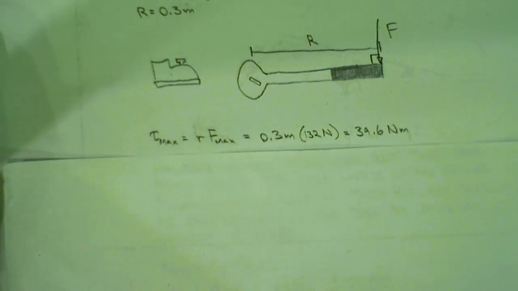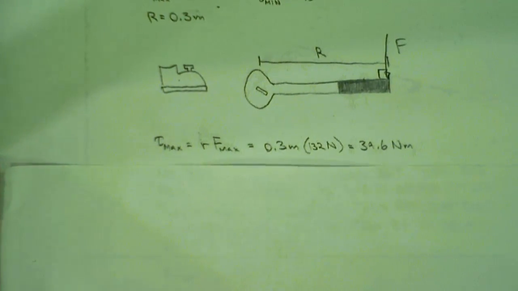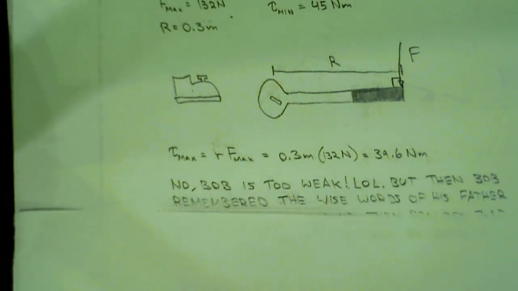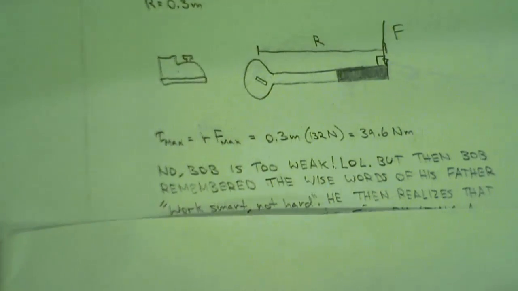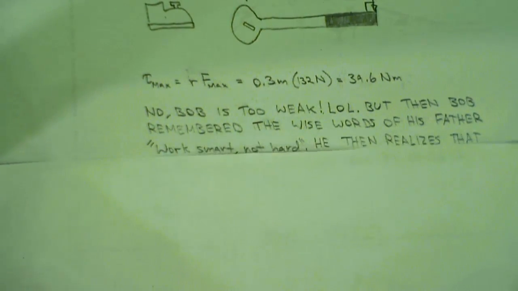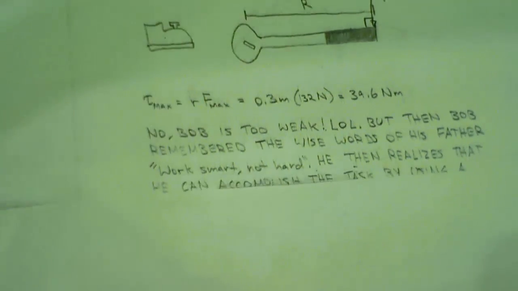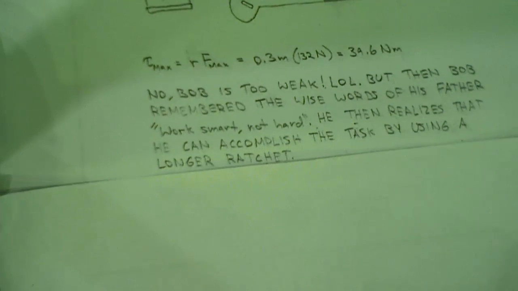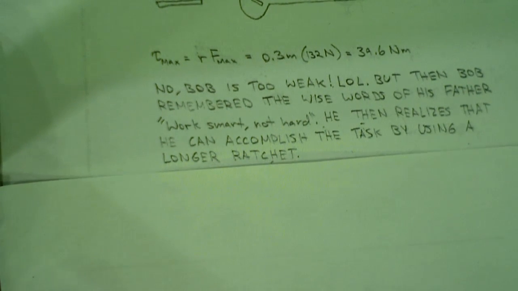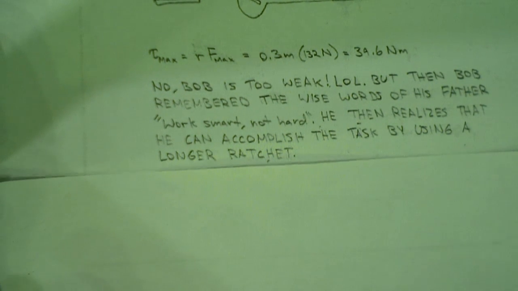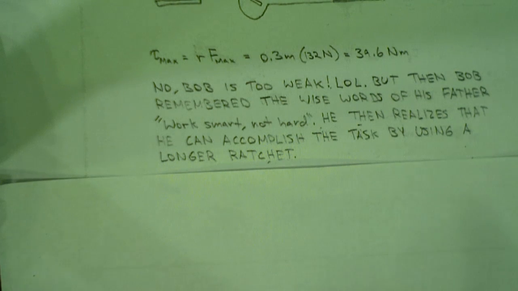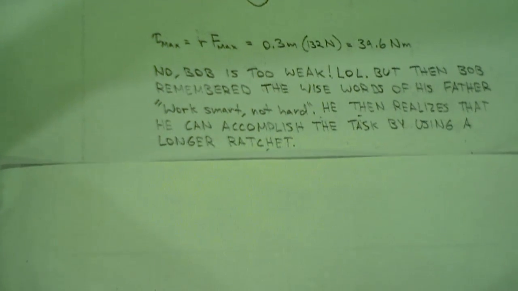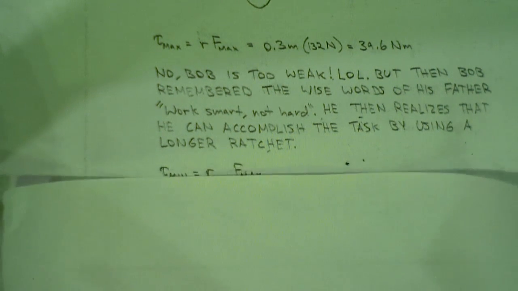So can he take his shoes off? No. Yeah, sucks, right? No, Bob is too weak, LOL. But then Bob remembered the wise words of his father, work smart, not hard. He then realizes he can accomplish the task by using a longer ratchet. So the next question is to find out how long the ratchet needs to be for him to take off his shoes. So we're going to use the same equation.